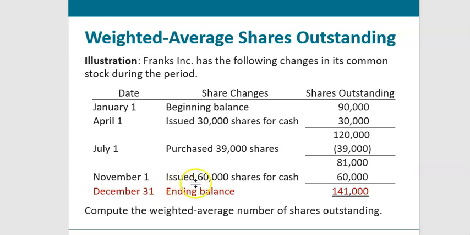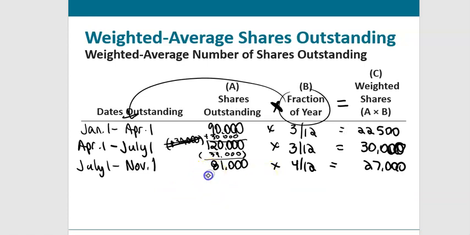On November 1st, the company issued 60,000 shares for cash. So we have now an additional 60,000.